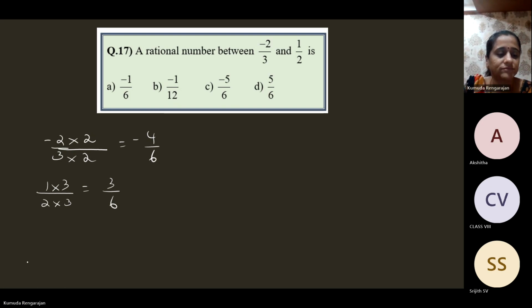One minute. Not getting the eraser, just a minute.